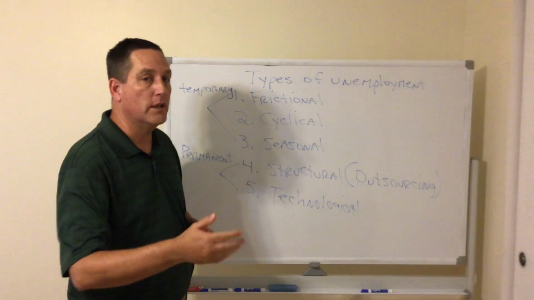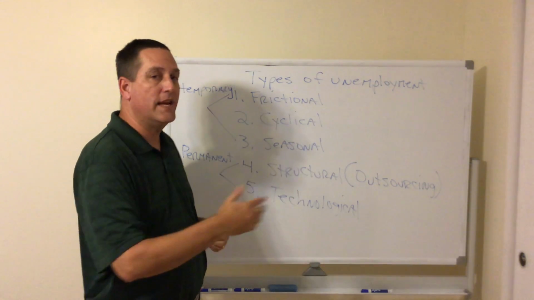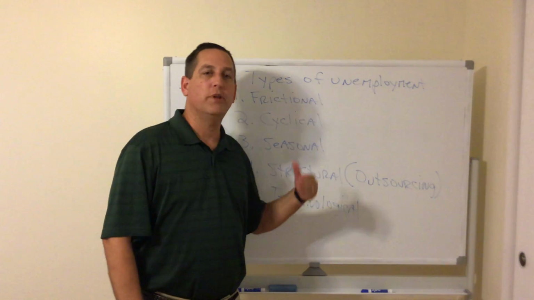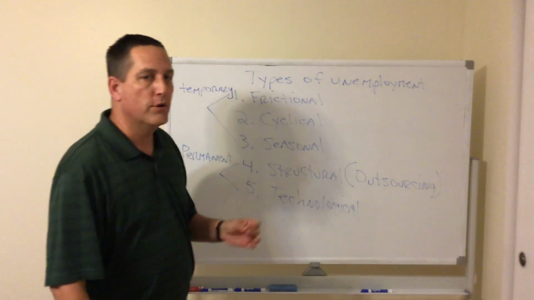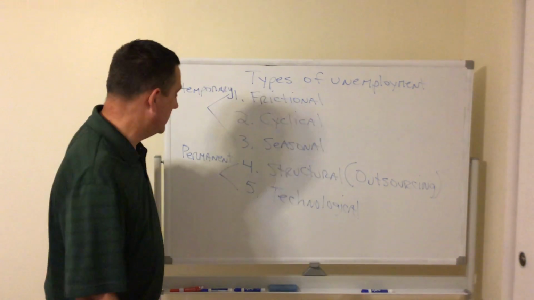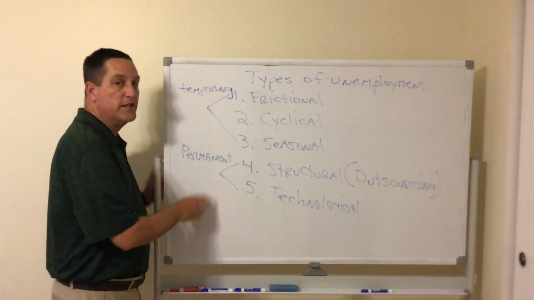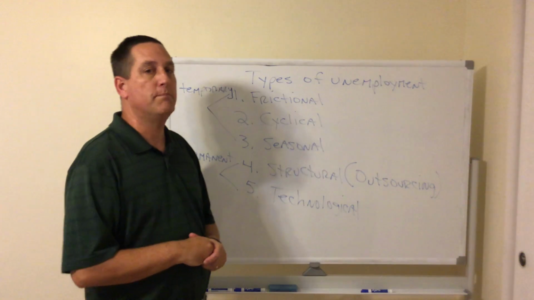Now you can do it online. Now you can do it at the ATM machine. And so technology has replaced a lot of workers. And we're not going backwards in technology, so those job losses are permanent. These people are never going to get their job back.